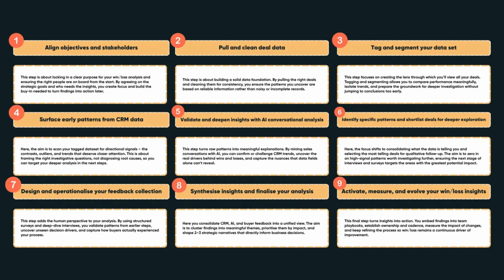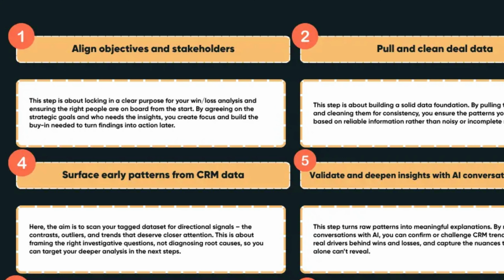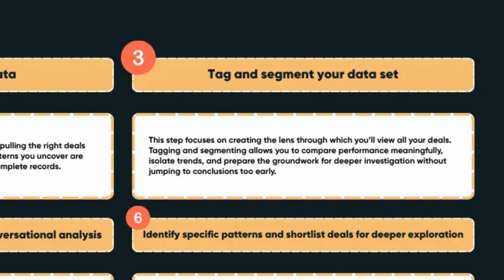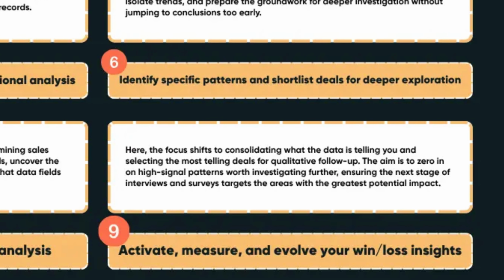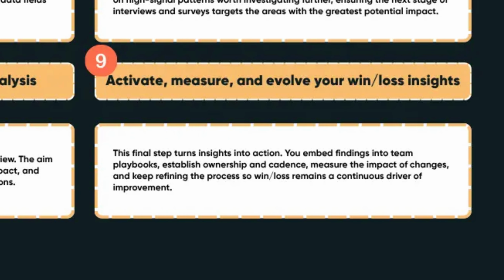So the full step-by-step guide and process that I propose shows how you go from objective to data pool to tagging to pattern review to AI analysis to buyer feedback to synthesis to activation, which is the ultimate goal of the process. If you're in a mature environment, win-loss can become part of your GTM intelligence rhythm. At that point, it is not only a sales analysis exercise. It should feed product priorities, competitive strategy, messaging, enablement planning, manager coaching, and leadership reviews.